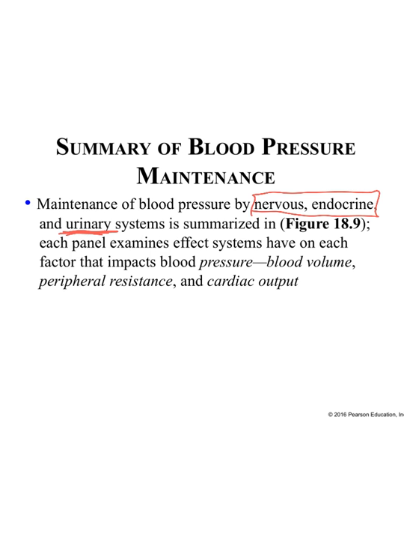So each one of these can impact the amount of blood that we have in the body, the peripheral resistance, or the cardiac output. These again are the 3 factors that affect blood pressure. So if you can affect any one of those 3 factors, you can affect blood pressure.